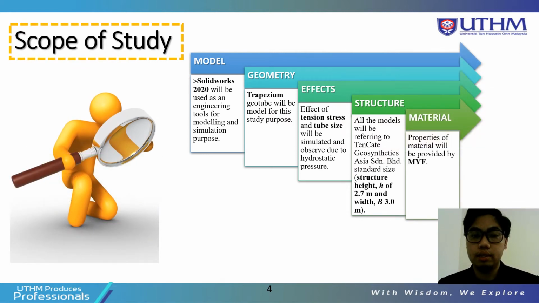Next, scope of study. This study will be using SolidWorks 2020 for modeling and simulation purpose. As for the geometry, trapezium geotube will be used. Effect of tension stress and tube size will be considered, and the model is limited to standard size given by Tenkate Geosynthetic Asia Sdn Bhd, while the properties of material will be provided by MYF, which is my Flexi Tank Sdn Bhd.